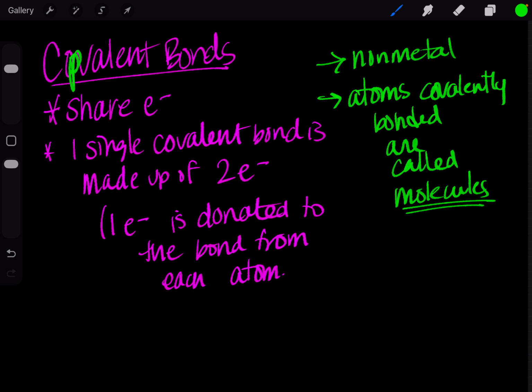Covalent bonds are common with your nonmetals. When they are covalently bonded, they're going to be called molecules. Okay.